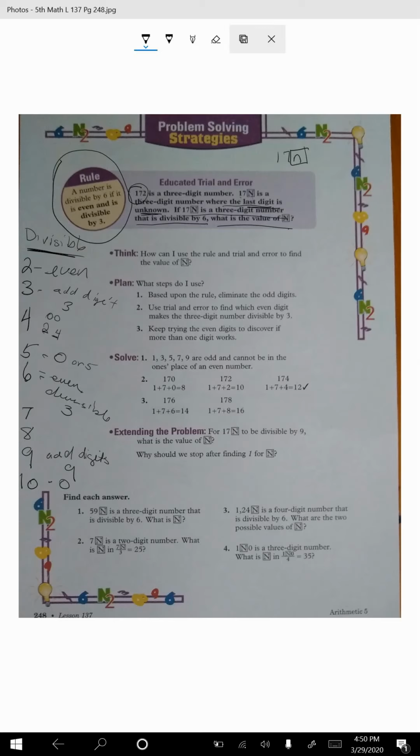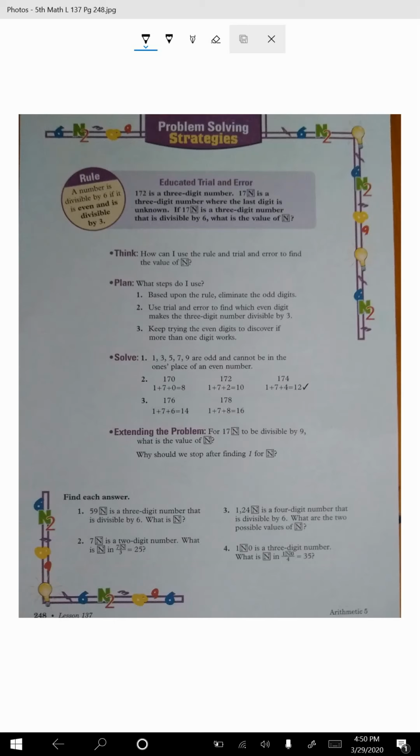Okay, so I'm going to go through these steps. Think, how can I use the rule and trial and error to find the value of n? Well, what's the rule? First of all, it has to be divisible. So let's think of the number. Let me erase all this. All right, so let's think of what it could be. It could be 170, 171, 172, 173, 174, 175, 176, 177, 178.